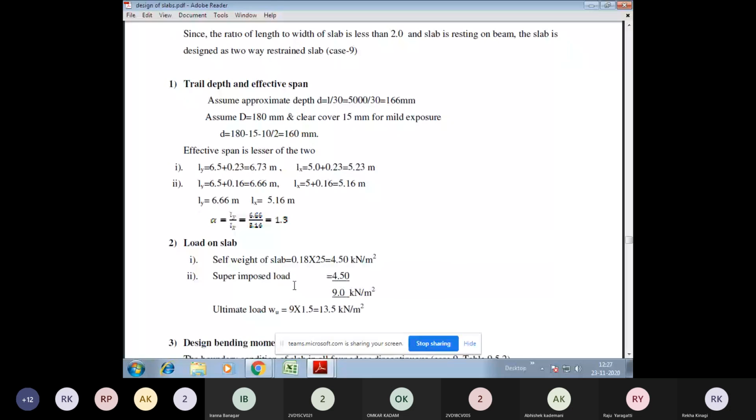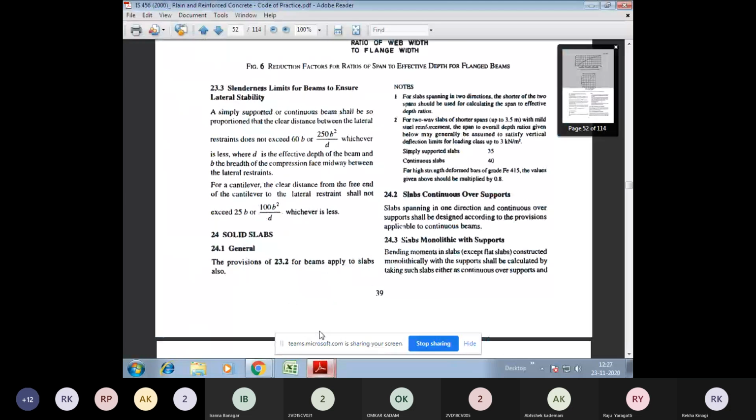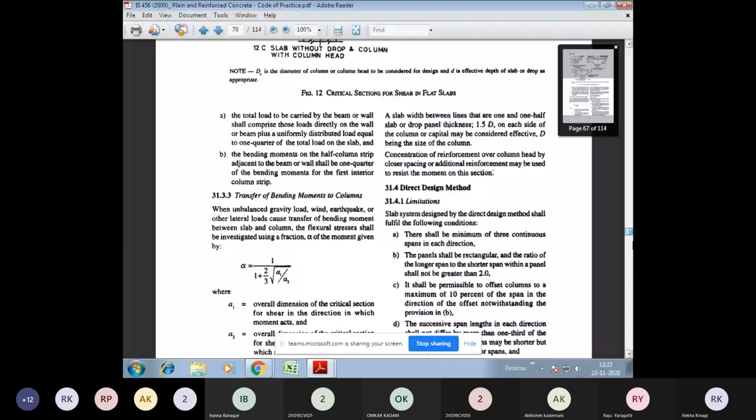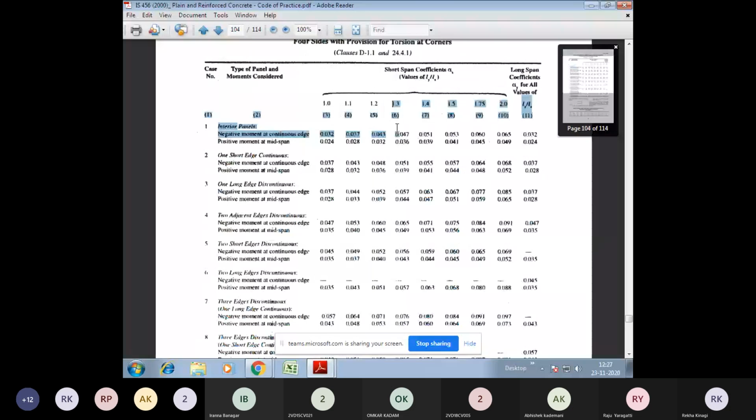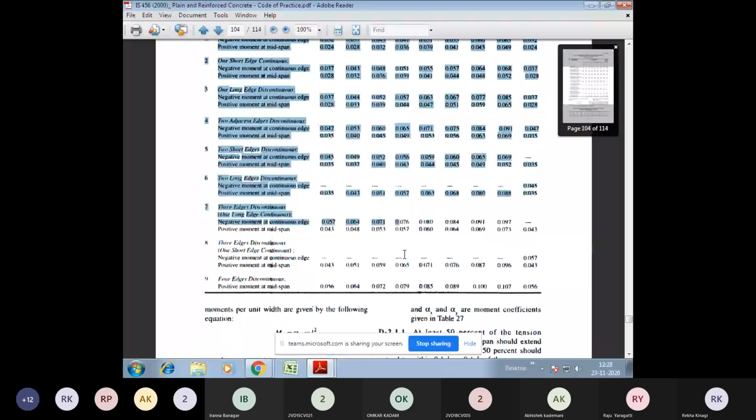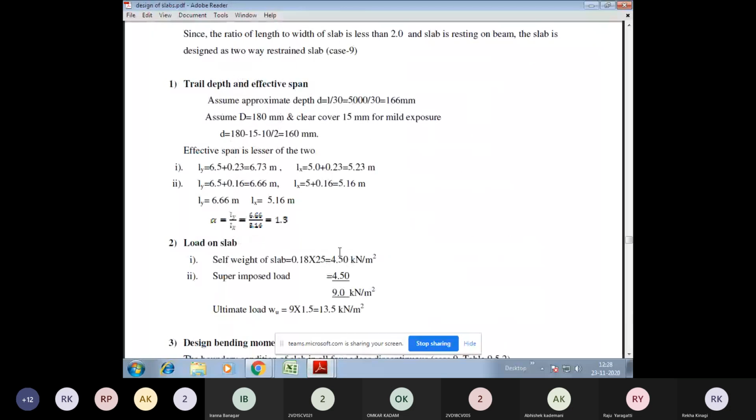So the ratio value is 1.3. For 4 edges discontinuous, the alpha x value is 0.079 and the alpha y value is 0.056. Before proceeding with alpha x and alpha y, let's calculate the loads on the slab, that is the self weight of the slab and the live load on the slab.